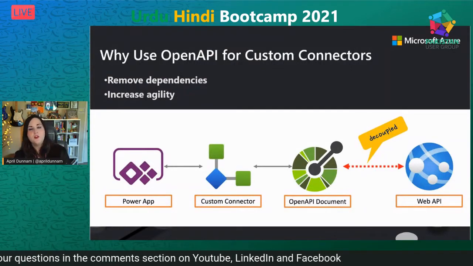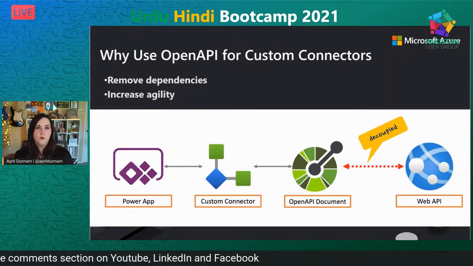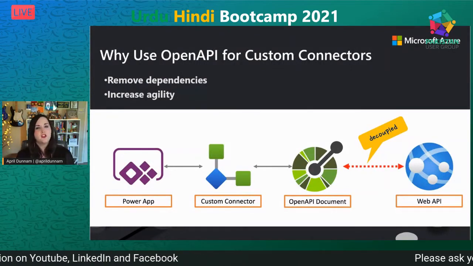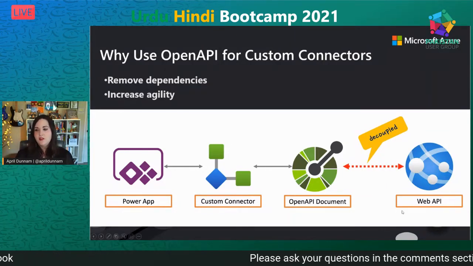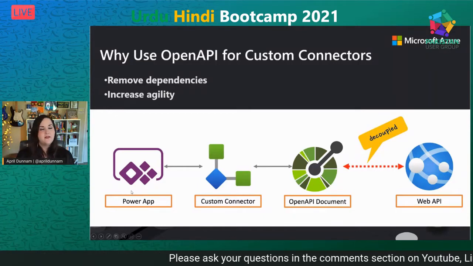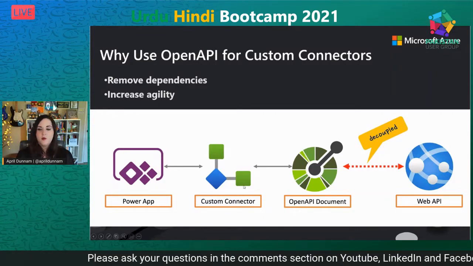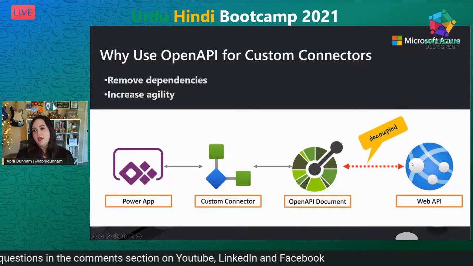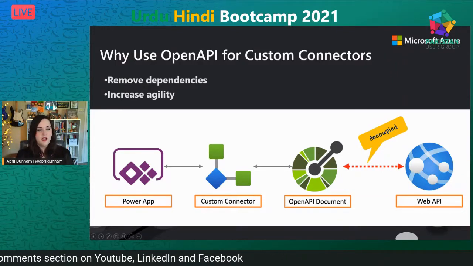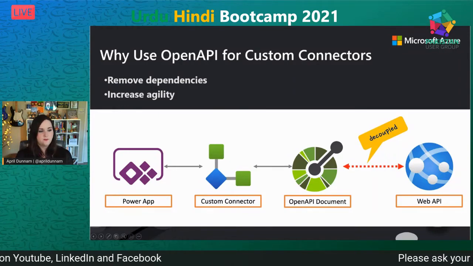So OpenAPI, one of the reasons why it is more beneficial to do this than, say, doing it from scratch is it removes dependencies and it really increases the agility. It kind of decouples, basically. So we have an app, a Power App that we're building. We want to have a custom connector that can talk to an OpenAPI document, and that in turn talks to the web API and helps decouple the whole process.